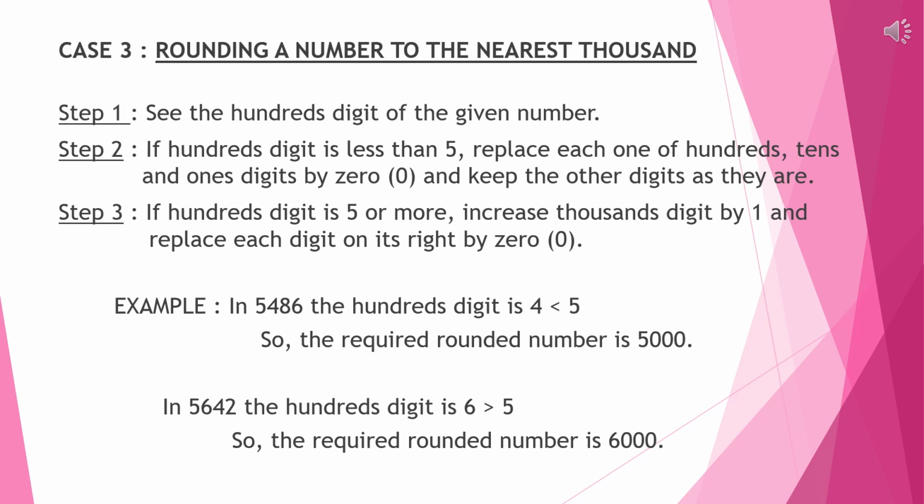Now let's understand the second example. In the second example, we have to round a number, 5642. Firstly, we compare the hundreds digit, that is 6, and it is greater than 5. So we have to follow step 3. According to step 3, if the hundreds digit is 5 or more, then we have to increase the thousands digit by 1. Then 5 increased by 1, we get 6, and replace each digit on its right by 0. That means 6, 4 and 2 are replaced by 0. So the required rounded number is 6000.